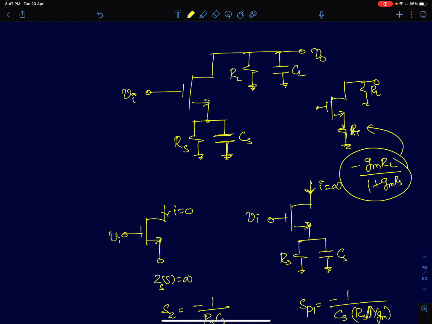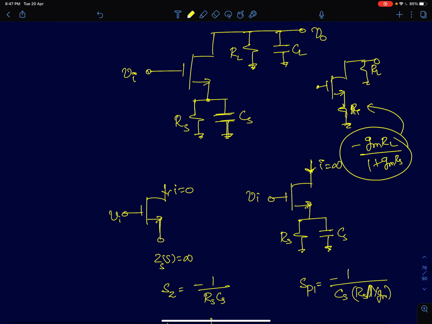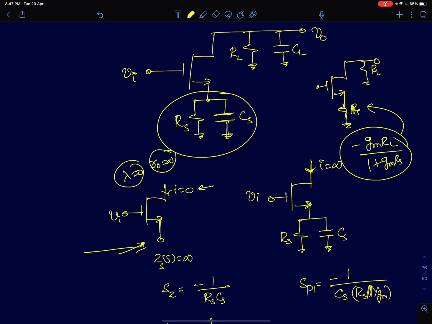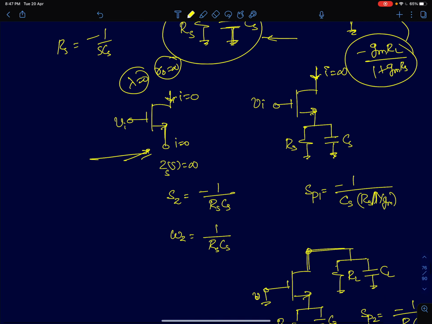Now we'll first find zeros. We said to find the 0, we look for when this impedance blows up to infinity. If this impedance blows up to infinity, then your current becomes 0. So here I have assumed lambda is 0, which is ro is infinity. So at this point, if this impedance becomes infinite at some value of s, then the current flowing through this MOSFET becomes 0 because your source node is floating, the current here is 0. That's the same as drain current, which becomes 0 as well. So all we need to do is find out the point where this impedance blows up to infinity. That happens when RS becomes equal to minus 1 by sCS. So the 0 will be minus of 1 by RSCS, which is a left half plane 0.